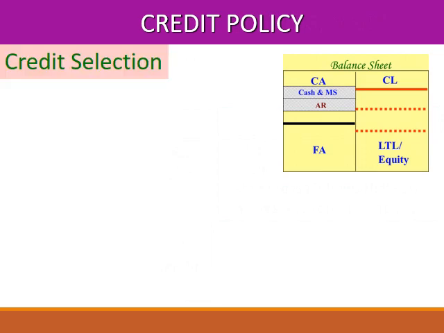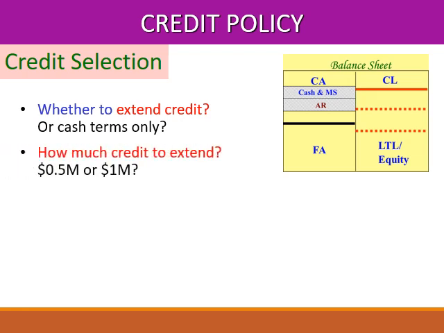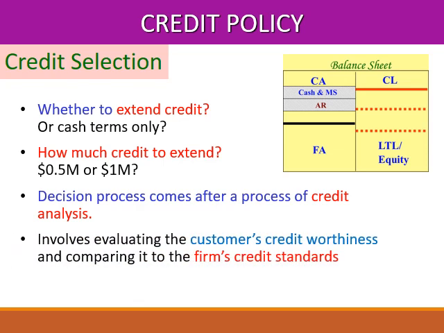Credit selection. Credit selection involves deciding whether to extend credit to a customer and how much credit to extend. The decision process comes after a process of credit analysis. The process involves evaluating the customer's creditworthiness and comparing it to the firm's credit standards.